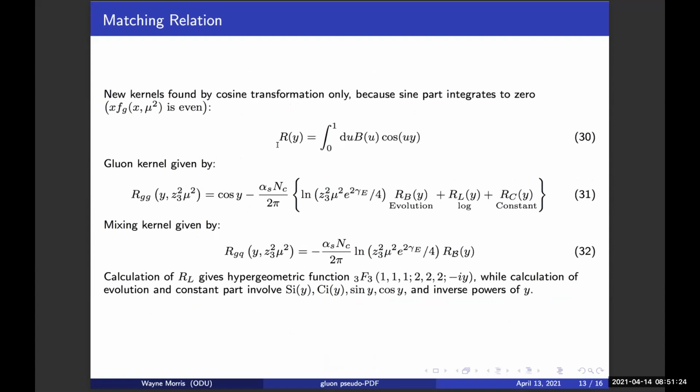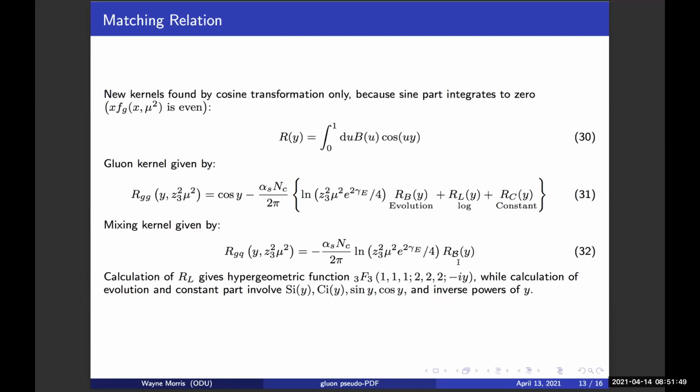The R kernels are basically just a cosine transformation of the old kernels. For the gluon kernel, we have this term, where this is from our first term in the matching. Then we have our evolution type term, log term, and constant term. And then we have, again, the same process for the mixing kernel right here.